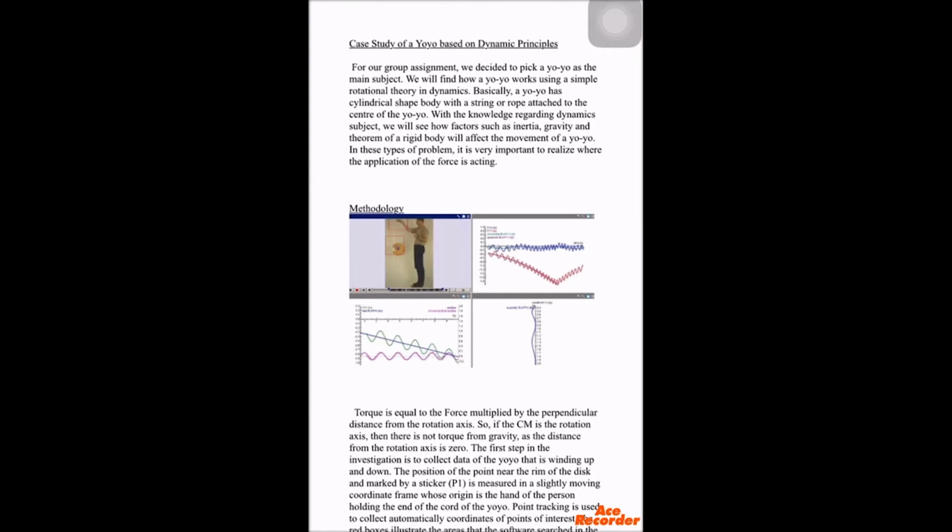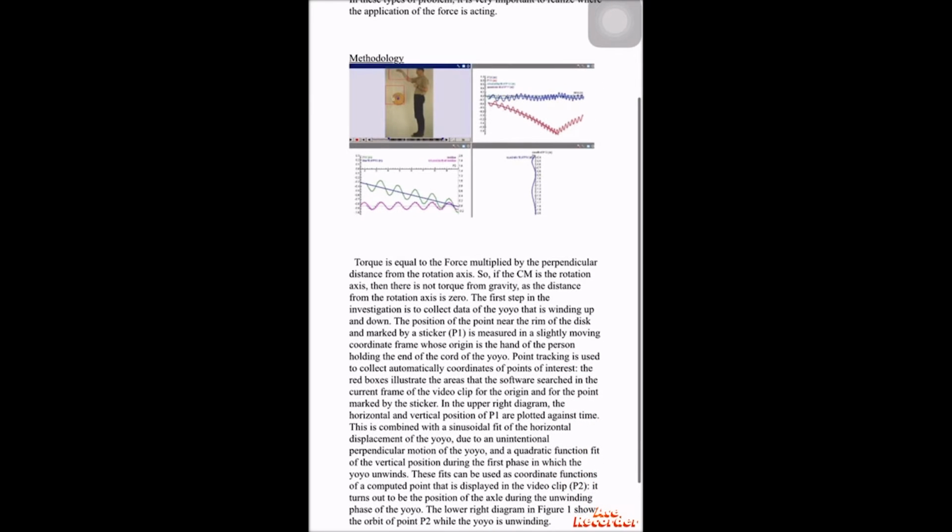For our group assignment, we decided to pick a yo-yo as the main subject. We will find how a yo-yo works using a simple rotational theory in dynamics. Basically, a yo-yo has a cylindrical shaped body with a string or rope attached to the center of the yo-yo. With the knowledge regarding the dynamics subject, we will see how factors such as inertia, gravity, and theorems of a rigid body will affect the movement of a yo-yo. In this type of problem, it is very important to realize where the force is acting.